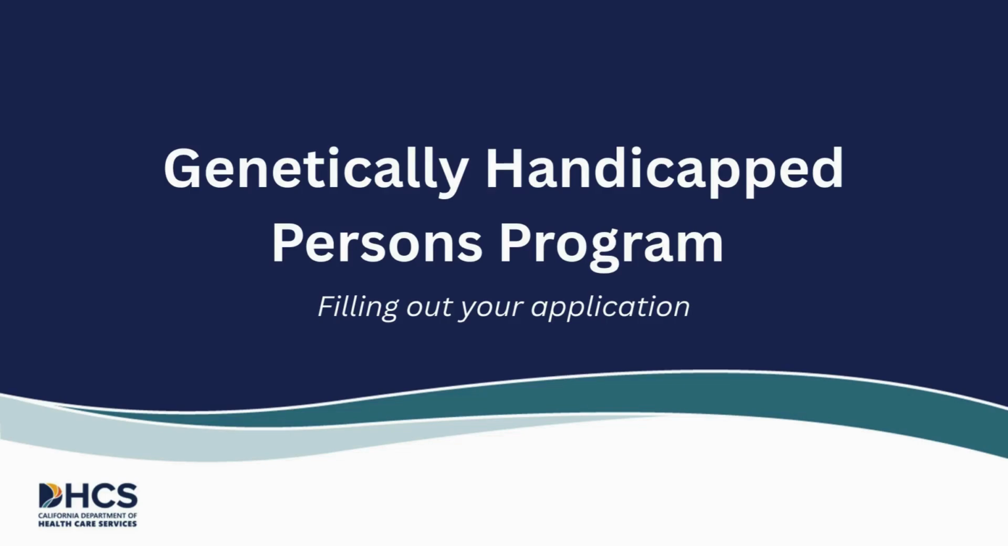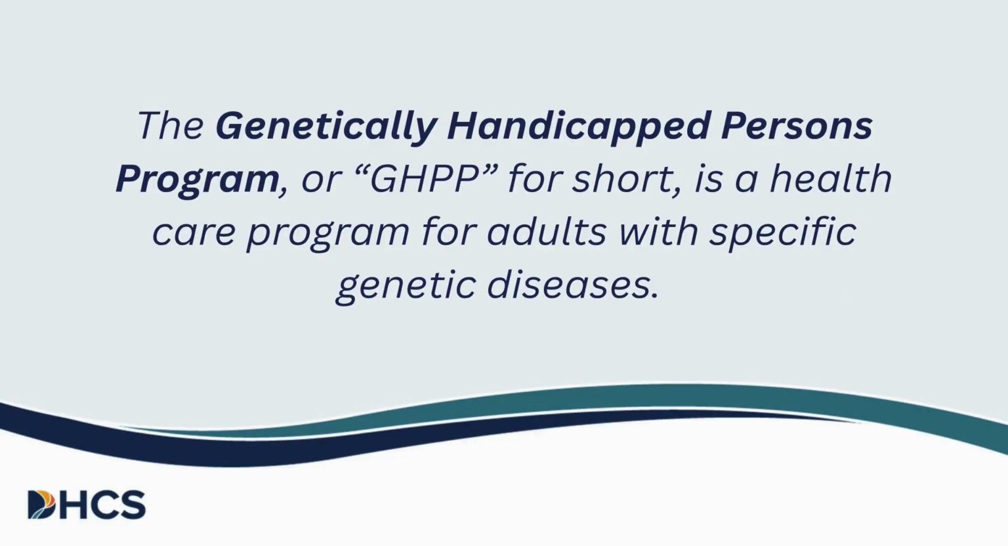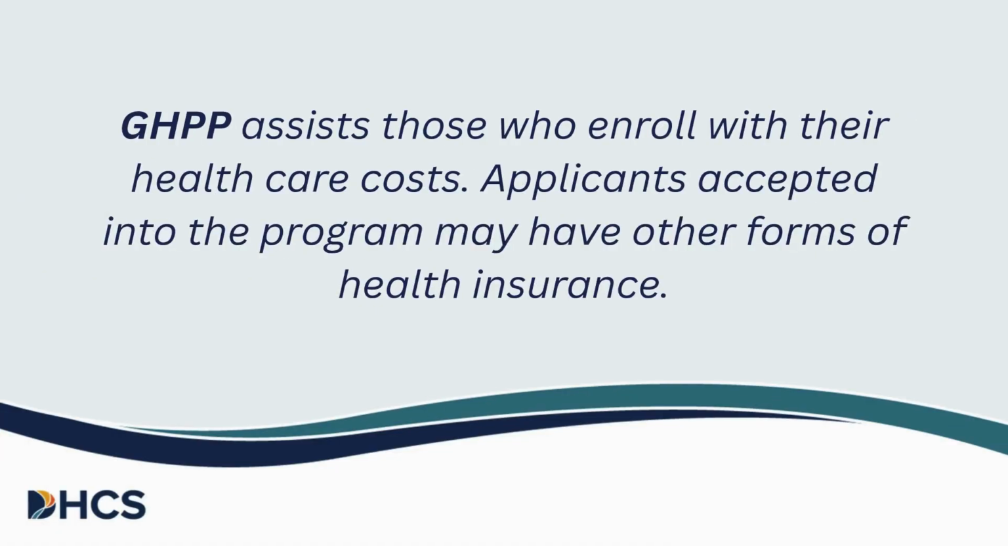Hello, this video will show you how to fill out and send your application for the Genetically Handicapped Persons Program, GHPP. This application is intended for both individuals renewing their eligibility or applying to the GHPP program for the very first time. The Genetically Handicapped Persons Program, or GHPP for short, is a healthcare program for adults with specific genetic diseases. GHPP assists those who enroll with their healthcare costs.